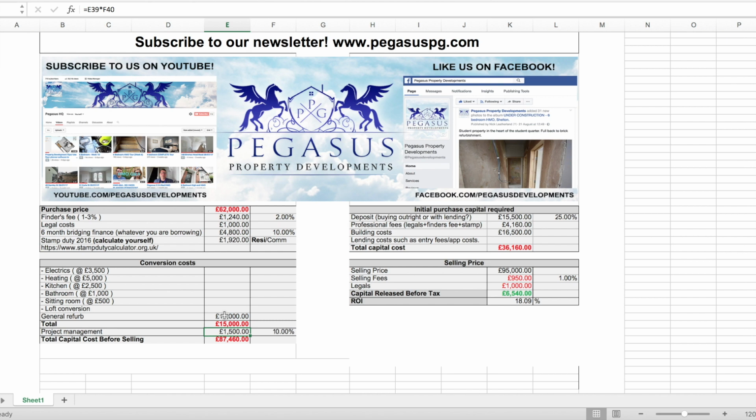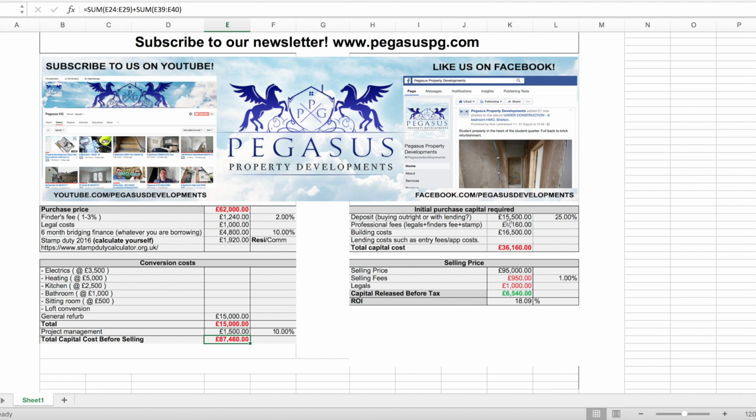Project management, so if you've got a contractor running it for you, or if you're using a company like mine, we project manage renovations for other people. So 10% of the total is the normal project management cost. Most contractors will charge around 8 to 10%. So that's your total capital cost before you're selling the property on. So that's just effectively added all those numbers up and put them into there.